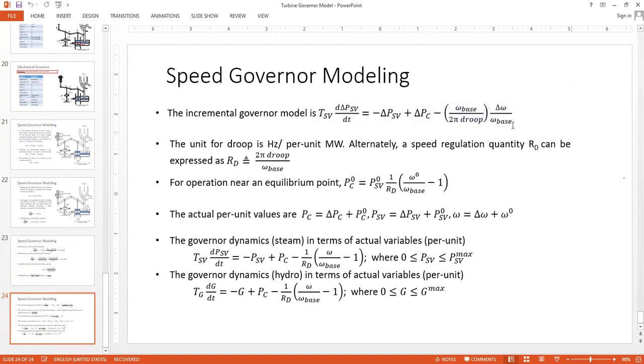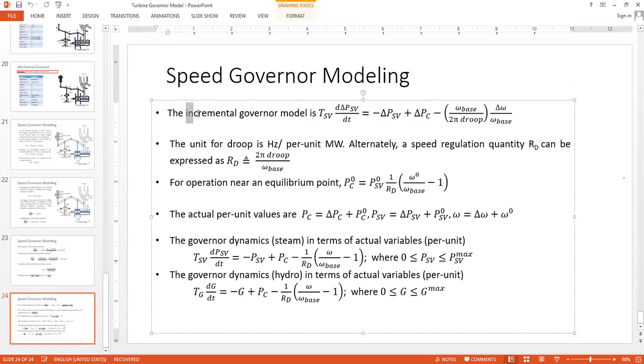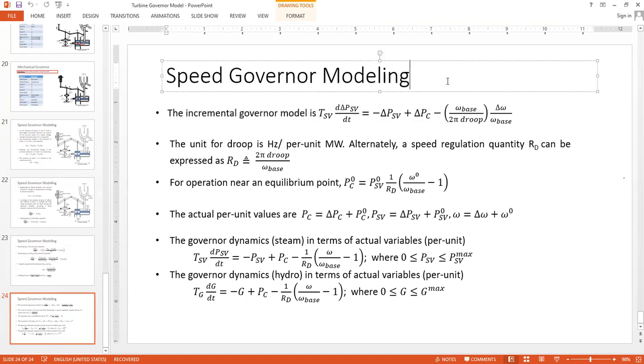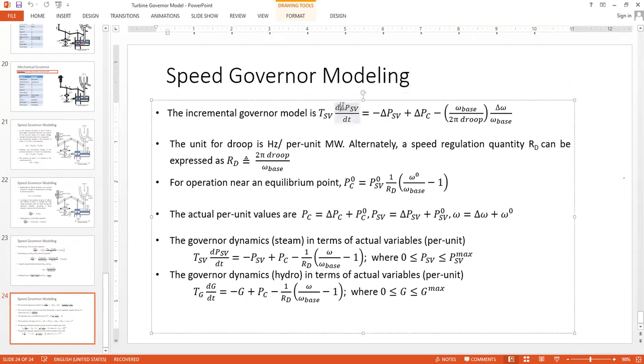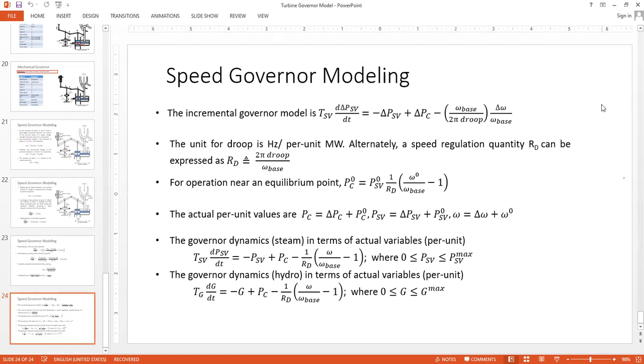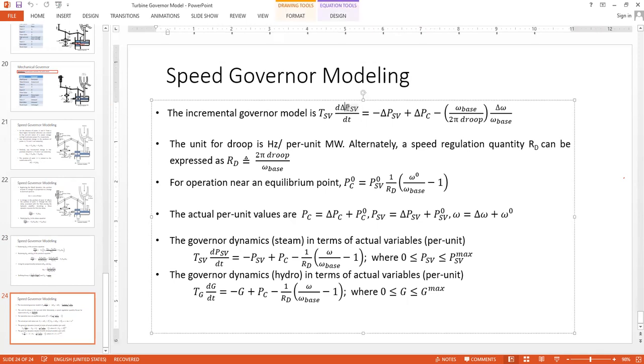Okay, so this is the model that we are looking for, and that is known as the incremental governor model for a steam turbine. Why incremental? Because you see the presence of del, a small or incremental change in the steam valve position or steam valve power. You can call it position, you can call it power, they're all the same because position and power are interlinked. Steam valve position is controlling the steam valve power.